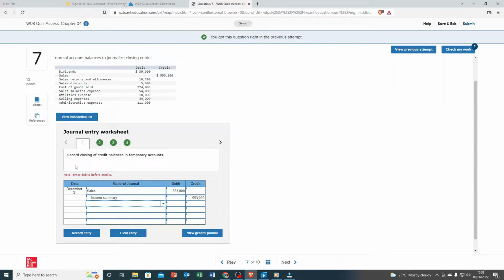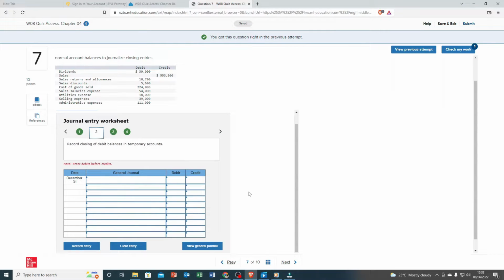Okay, this is what we have for the first entry. The second one we're going to work and go through. We're going to start with income summary that we don't know yet, and in here we're going to credit all these accounts. If we list them on the credit side, then we debit the income summary for it.